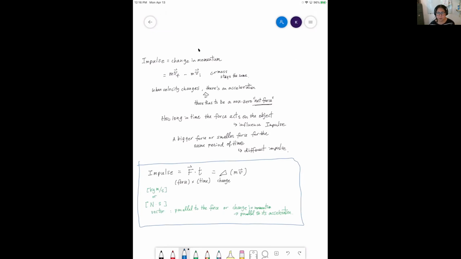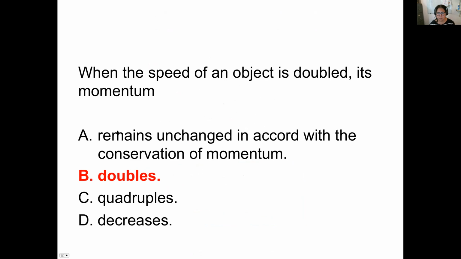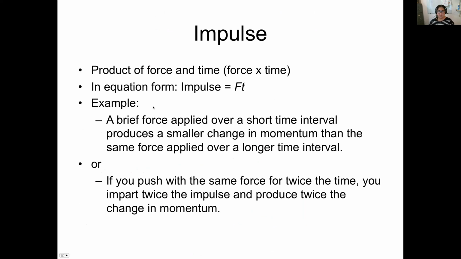Let's go back to the slide. Here. So impulse is a product of force times time. In equation, you can say F t. And also it's the change in momentum. We're going to talk about that.